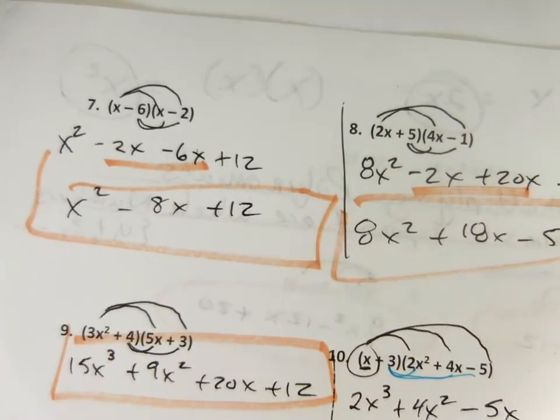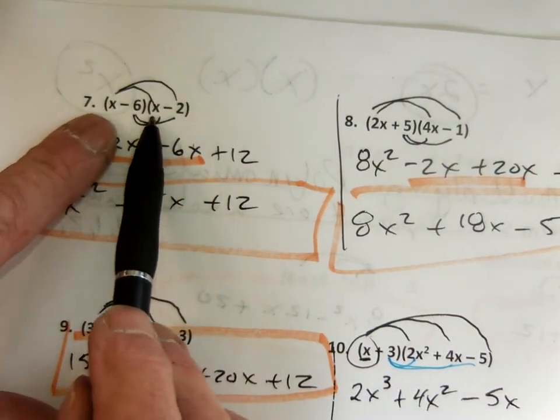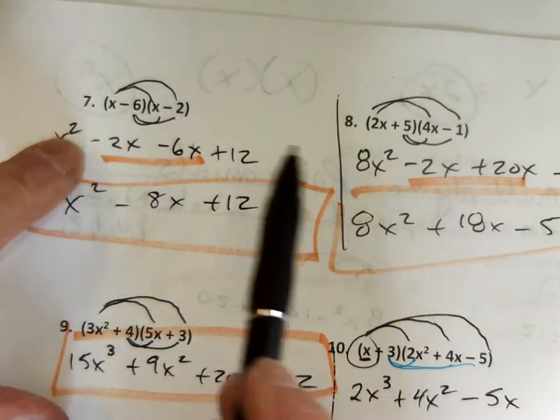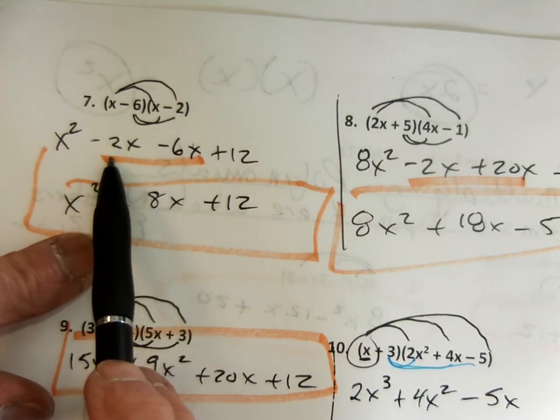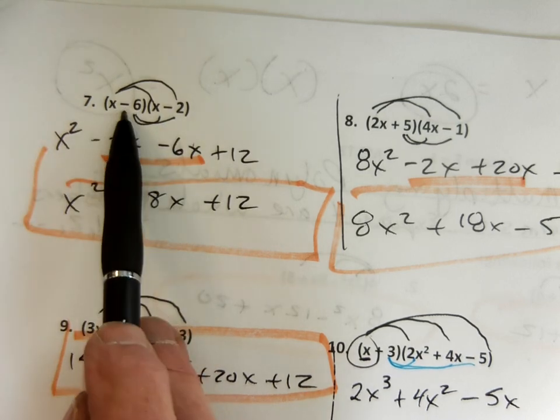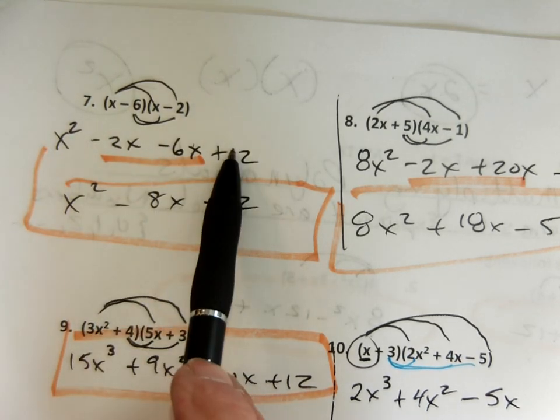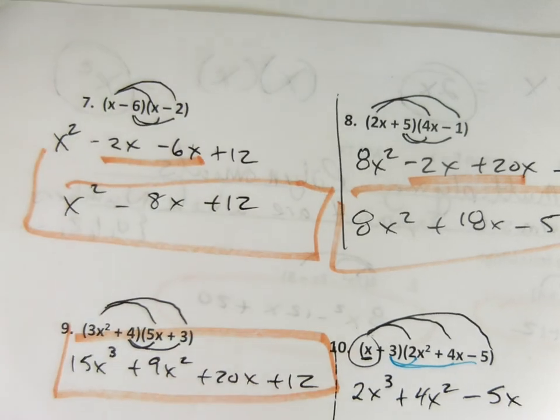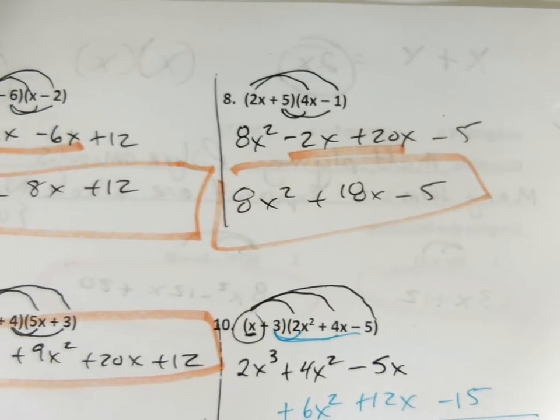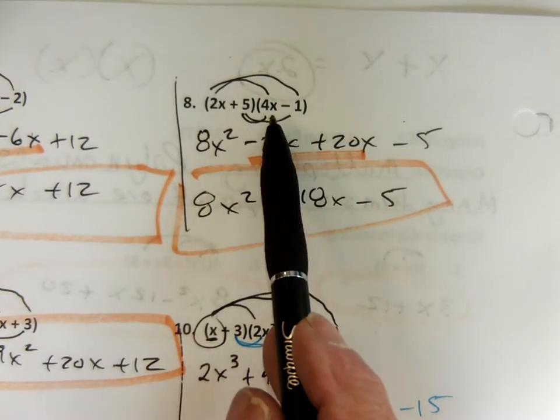Okay. On the back side, same thing, just negatives. X times x, x squared. X times negative 2 is negative 2x. Negative 6 times x, negative 6x. And negative times the negative is positive 12. I can combine these two middle terms and get a negative 8x. Okay. Just bigger numbers, that's all.